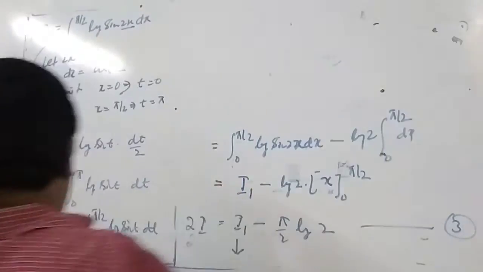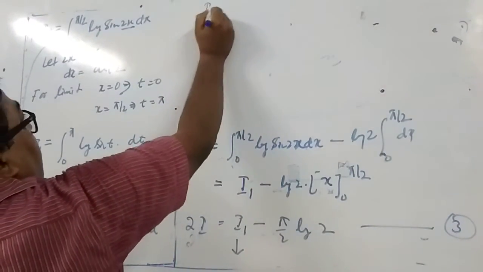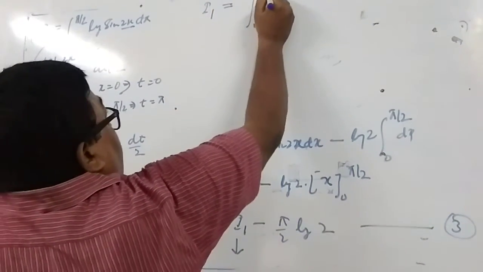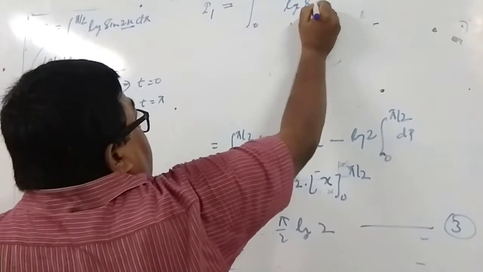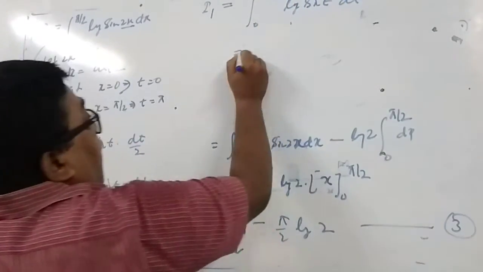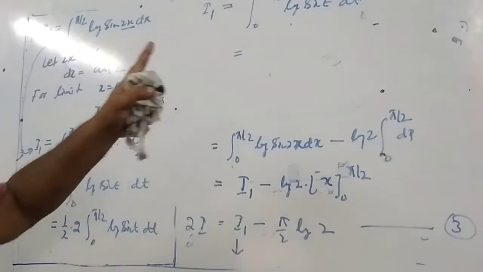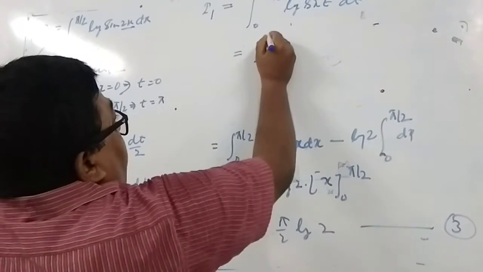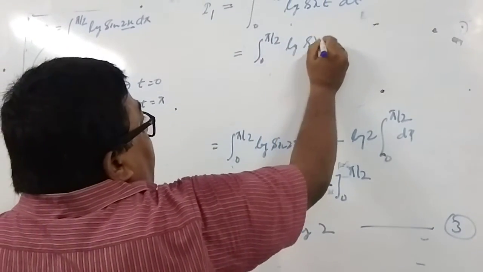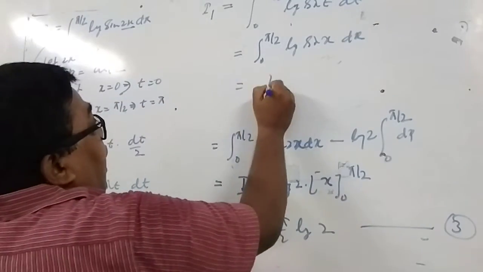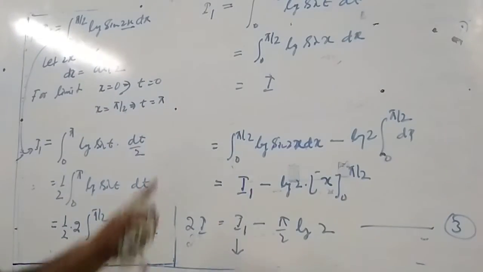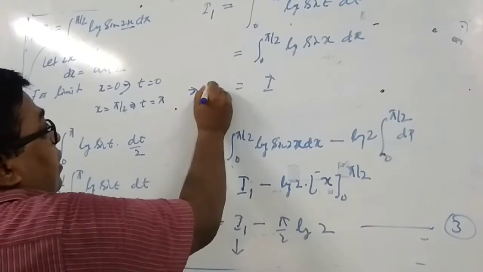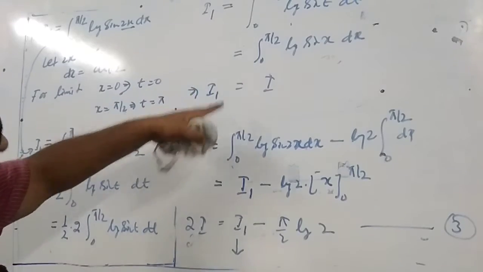Now this I1 is equal to the integral from 0 to pi by 2 of log sin t dt. Again applying the property of definite integral number 1, the function t you can change into function x. So this becomes the integral from 0 to pi by 2 of log sin x dx. You are getting the I, that is equation number 1. So I1 becomes I. So apply this value of I1 here.